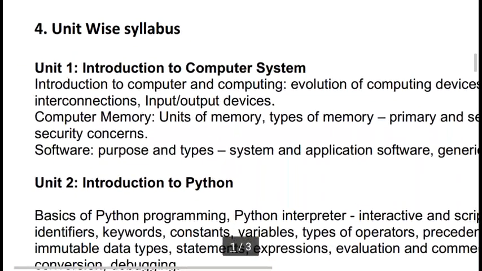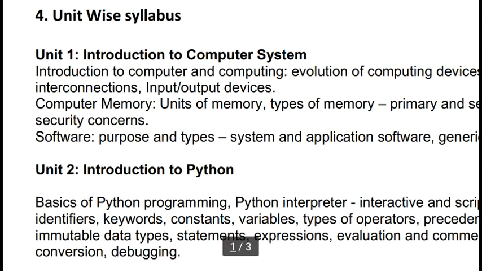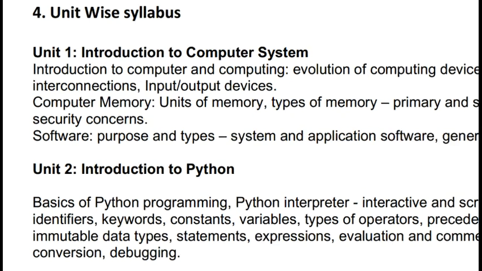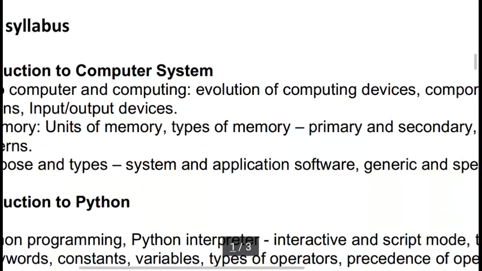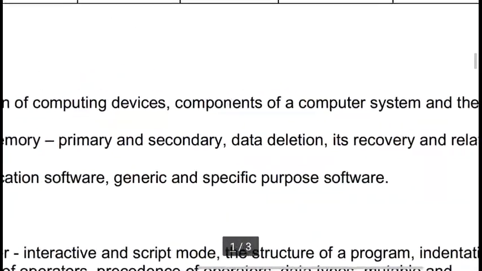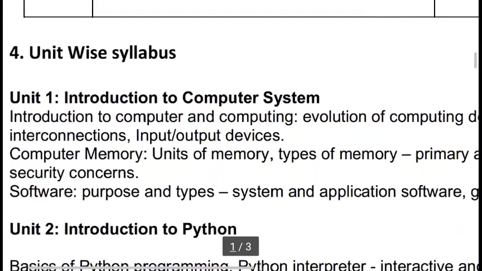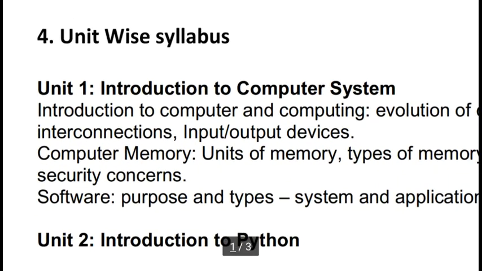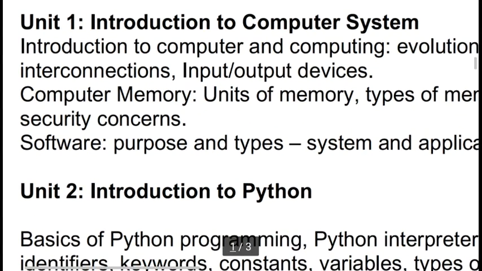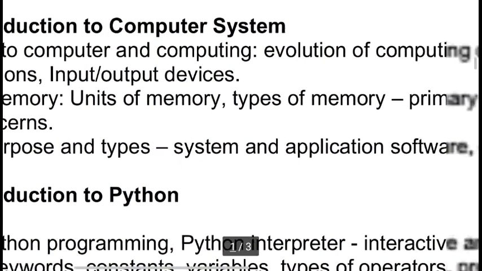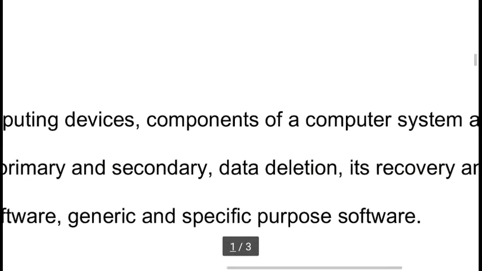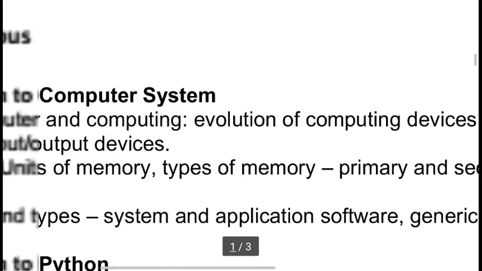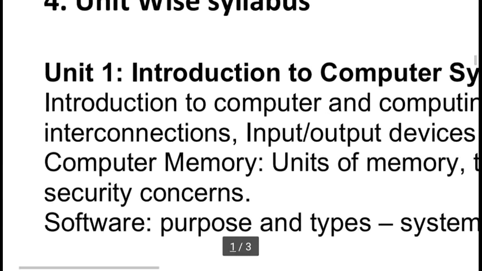Now the unit-wise syllabus. The first chapter is Introduction to Computer System, meaning computer fundamentals. In this unit we will learn introduction to computers and computing, evolution of computer devices, components of a computer system and their interconnection, input and output devices, computer memory, units of memory, types of memory, primary memory, secondary memory, data deletion, its recovery and related security concerns.